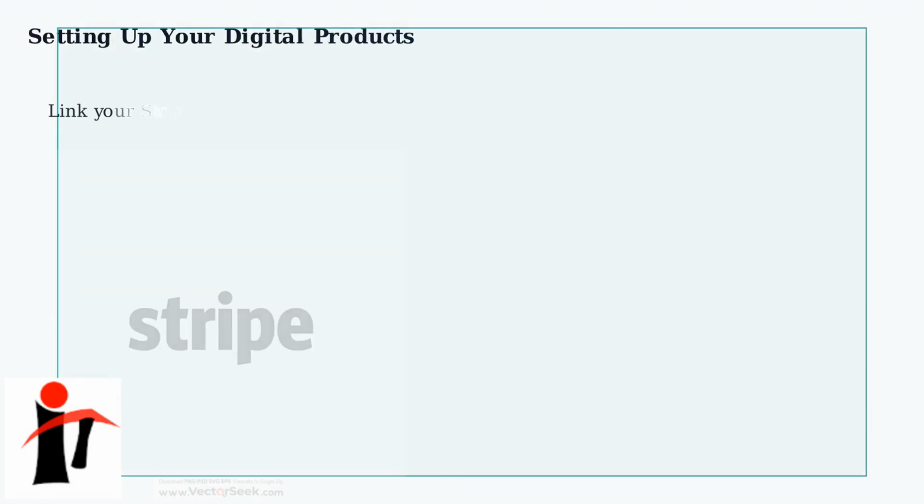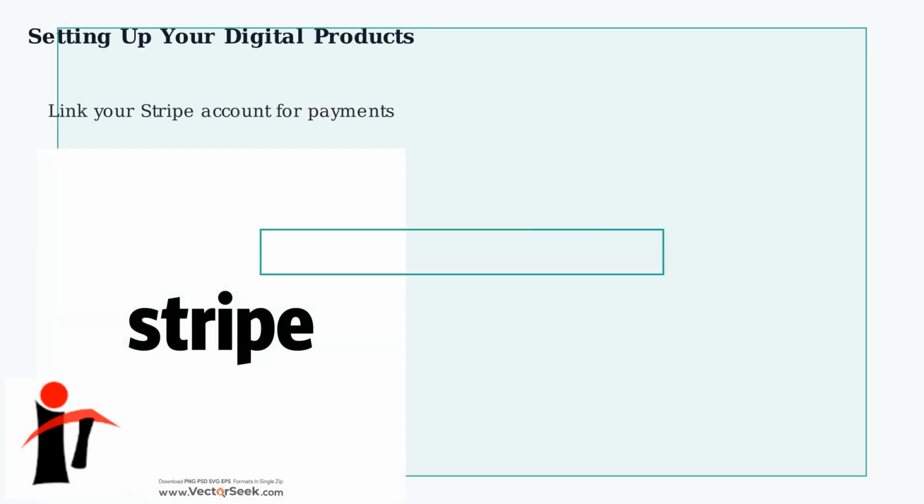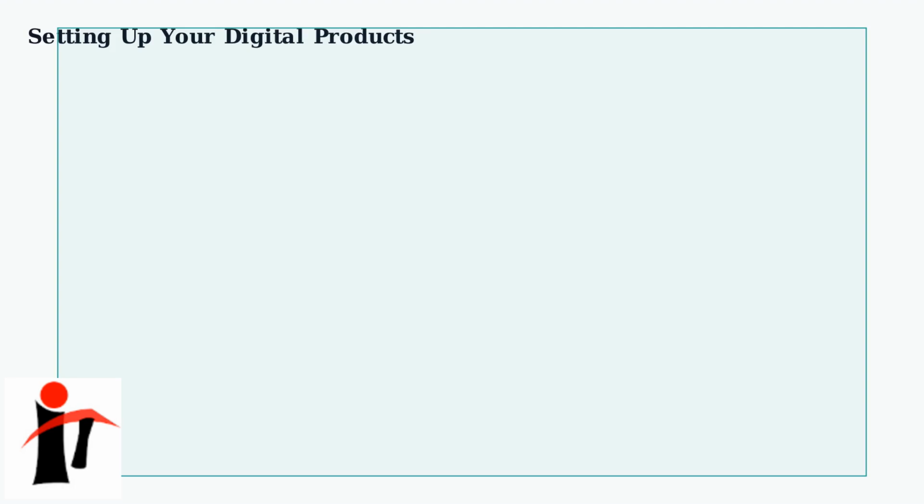Setting up your digital products starts with linking your Stripe account for secure payments. Next, create your product details in the Products tab and use tags to segment your buyers for better marketing. Set up automation rules to automatically tag buyers, send confirmation emails, and add them to email sequences.